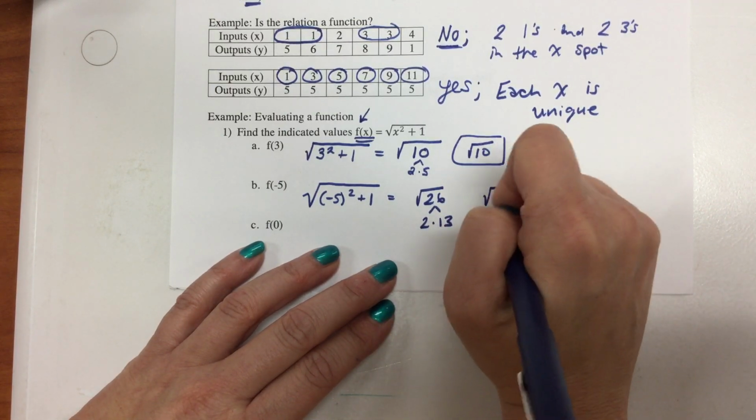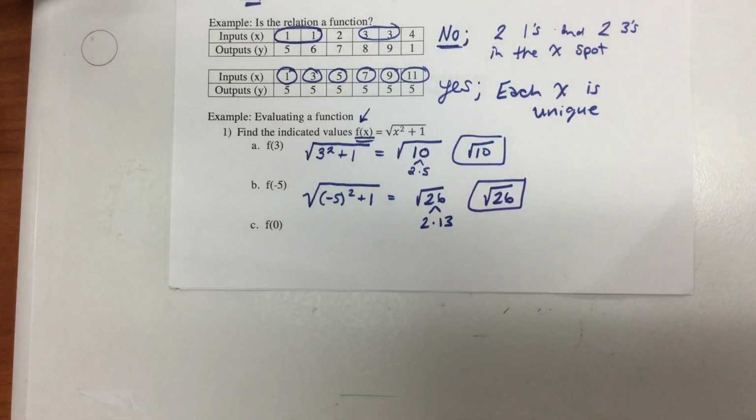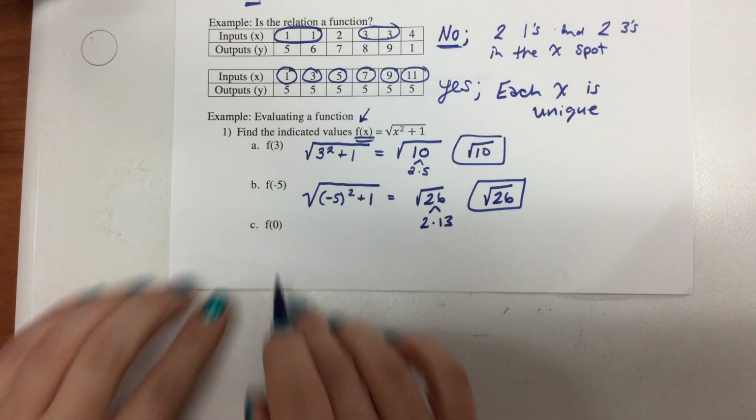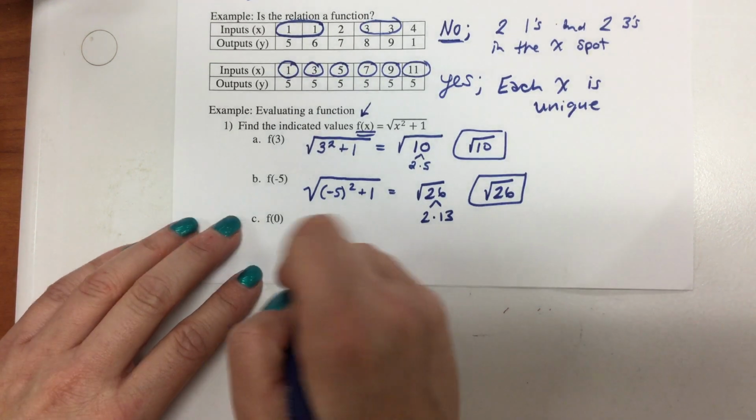So again, I end up with a square root answer that I could not simplify, and that's totally fine. So f of negative 5 equals the square root of 26. What if we turn x into a 0?